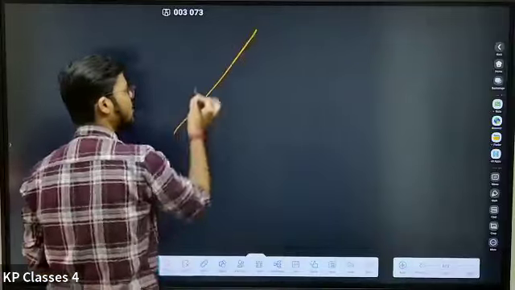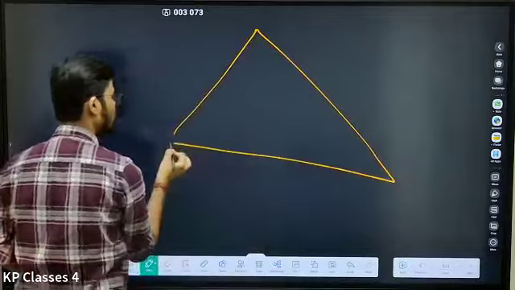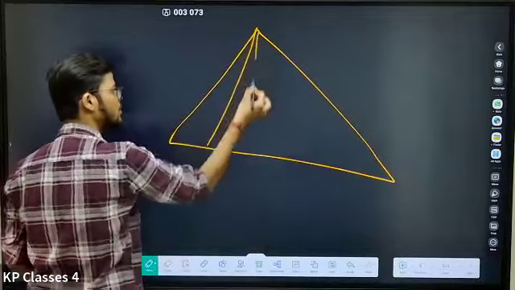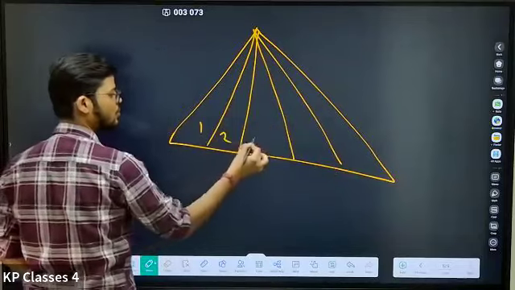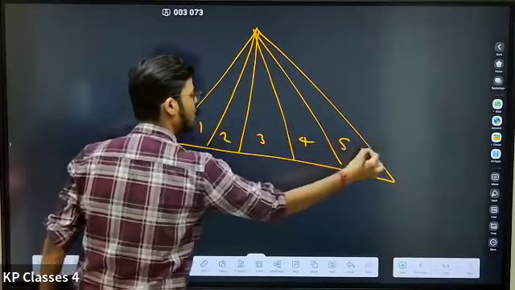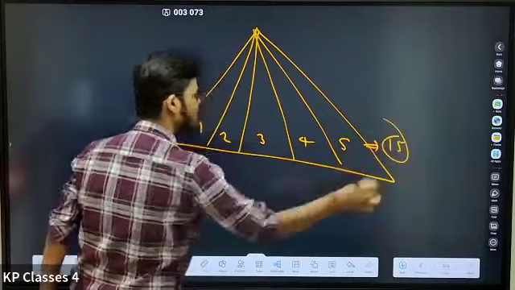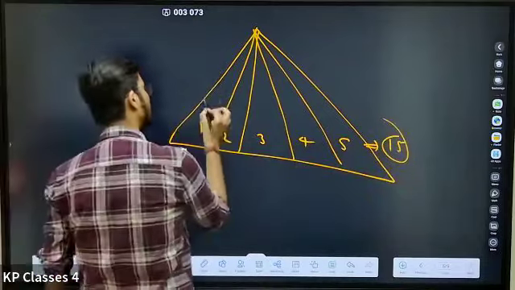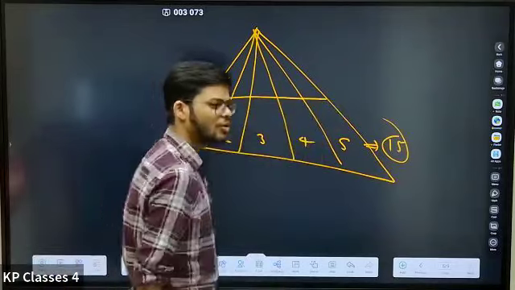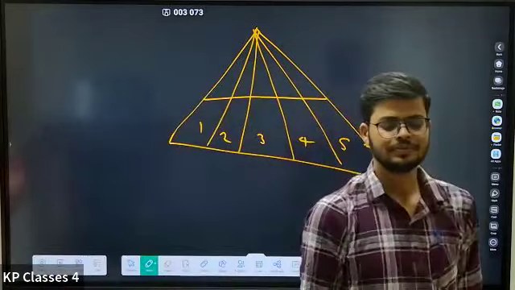Now suppose, for example, any figure can be given. No matter how many parts it is divided into, how many triangles are there? 1, 2, 3, 4, 5. Simply count it and add it, you'll be getting the answer 15. How many triangles are there? 15 are there. Now, for example, it is divided into two parts. Now, can you guys tell me how many triangles are there?